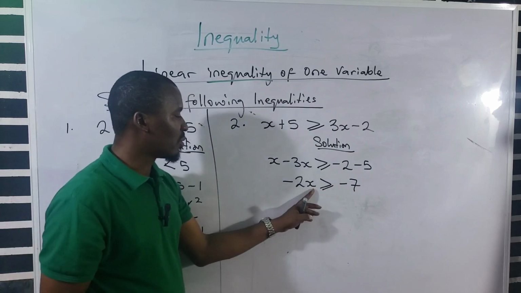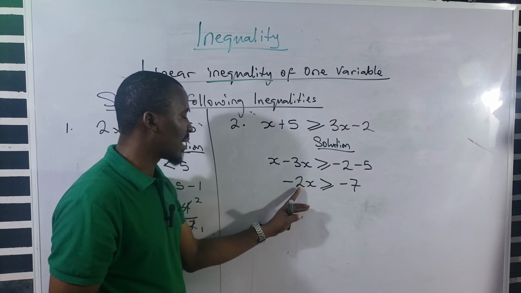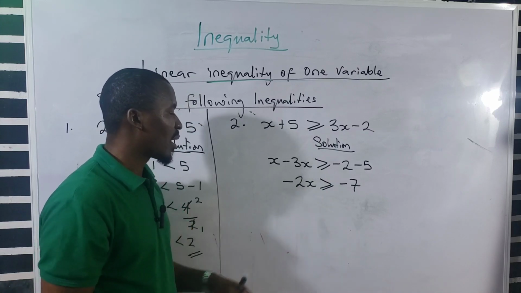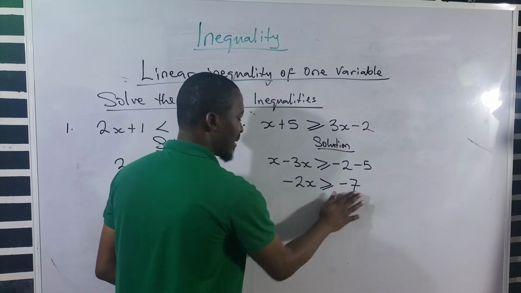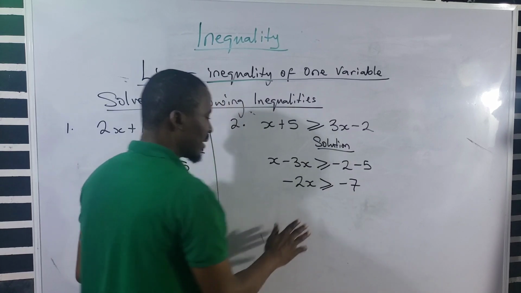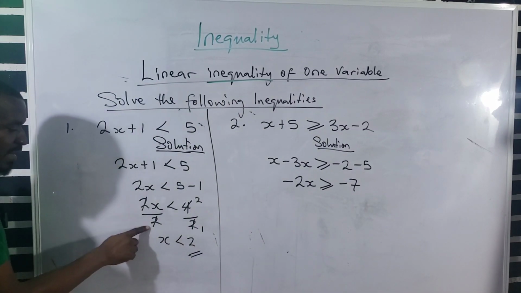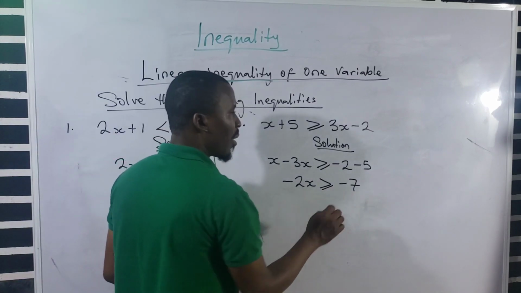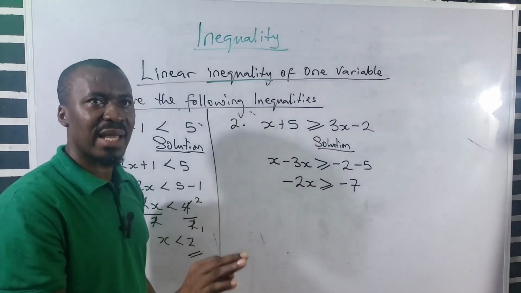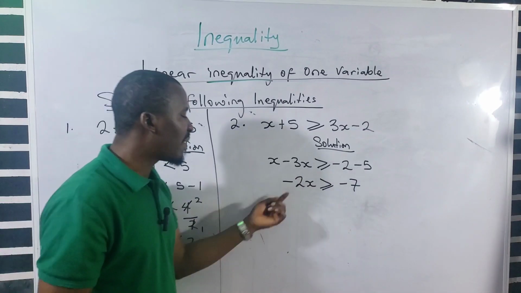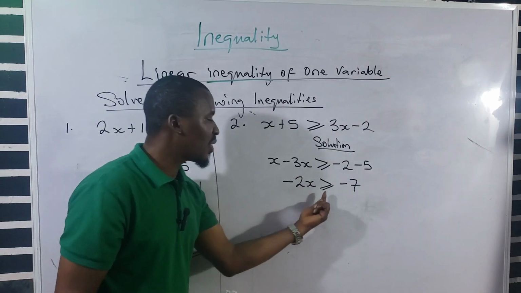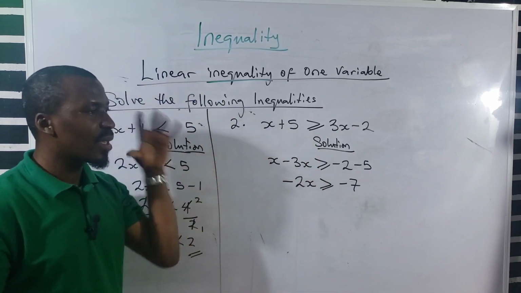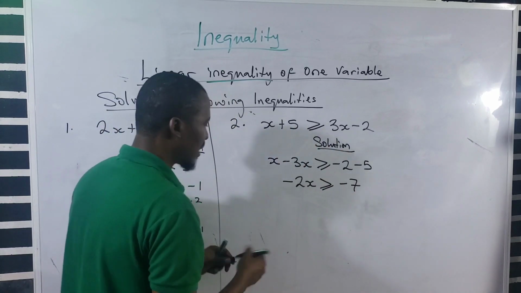Now I need my x, so I need to remove -2, I need to get -2 out of the way. So I have to divide both sides by -2. The same way I divided both sides here by 2, that is the same way I'm going to divide here. But remember, I said earlier that when you divide by a negative sign, the inequality sign will change face. If it was facing this way, it's going to face that way. So let us do that.